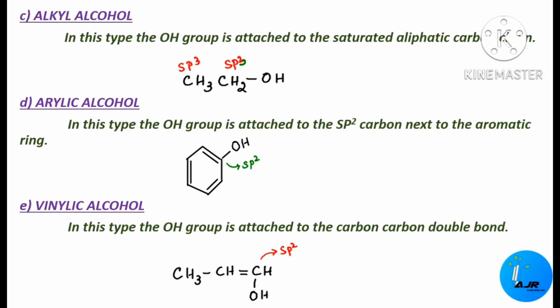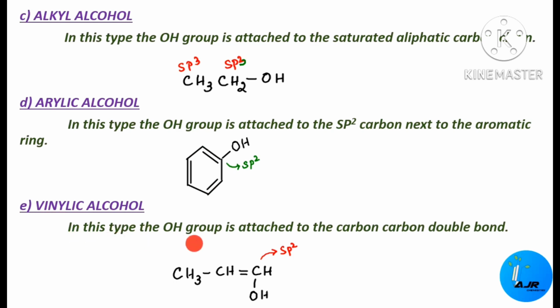What is arylic alcohol? In this type, the OH group is directly attached to an sp2 carbon atom next to an aromatic ring. See here, this OH group is attached to a carbon atom. This carbon atom has a double bond. It has a pi bond. So 3 sigma bonds and 1 pi bond, is it not? So that carbon is sp2 hybridized, and this is present in the aromatic ring. So in arylic alcohol, the OH group is attached to an sp2 carbon next to the aromatic ring. Understood students? Okay, the last one is the vinylic alcohol.